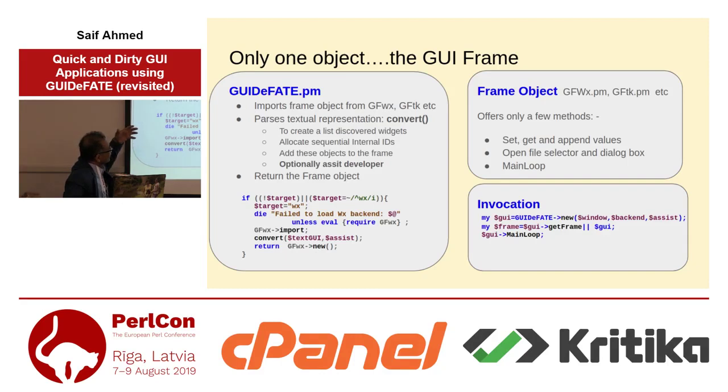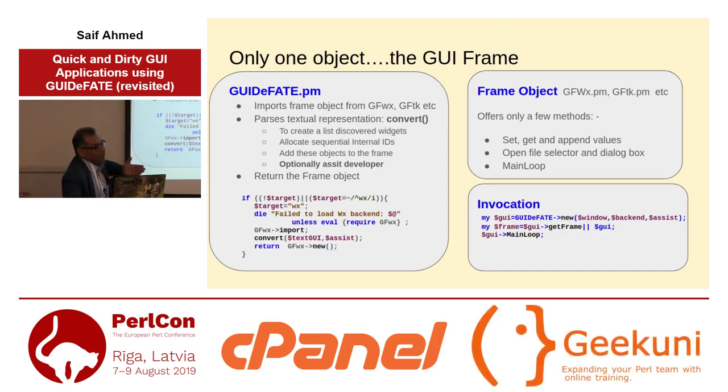The GUIDeFATE module links to a backend module. It takes the textual representation and extracts from it the widgets that you can find using simple regular expressions. It inserts those widgets into the frame object it created, and then returns that frame object, and that's the only object you return. And that frame object gives you all the things you need to do to interact with all the widgets that you've got there.